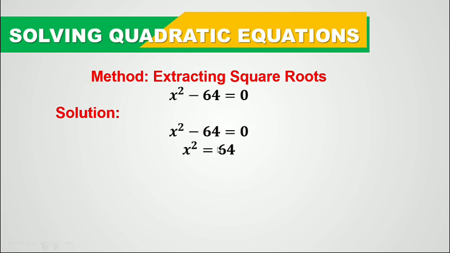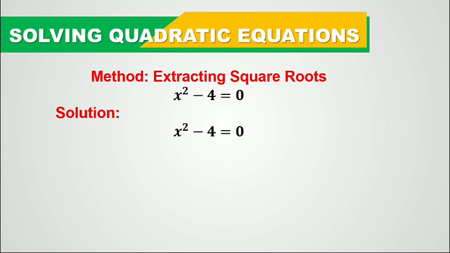And this is now similar to what we presented a while ago. So, what we're gonna do is get the square root of each of the sides. The square root of x squared is equal to the square root of 64. So, we're gonna get the square root of both sides. The square root of x squared is x, and the square root of 64 is positive and negative 8. So, these are now the roots of the given quadratic equation. So x is equal to positive and negative 8. Now what about this?